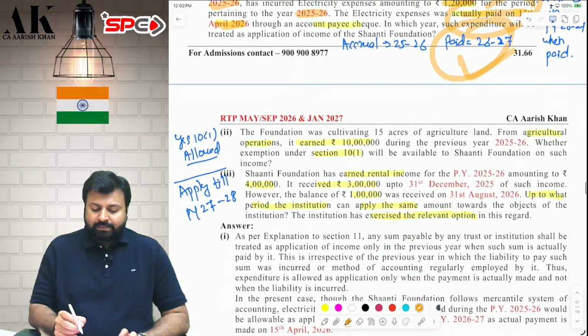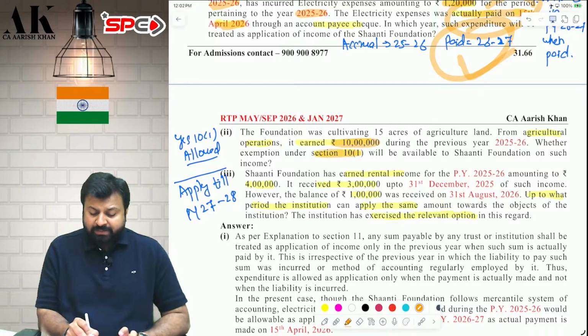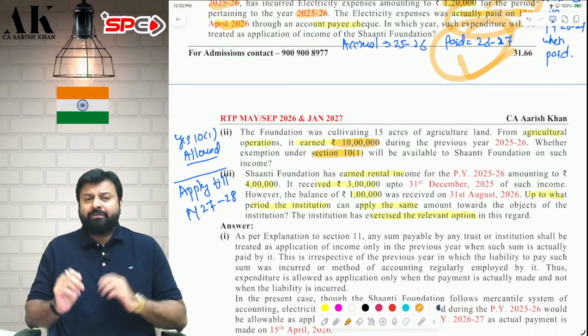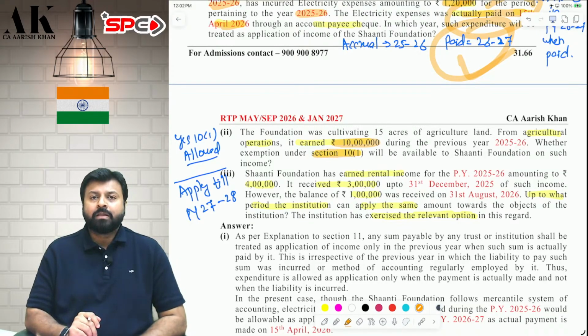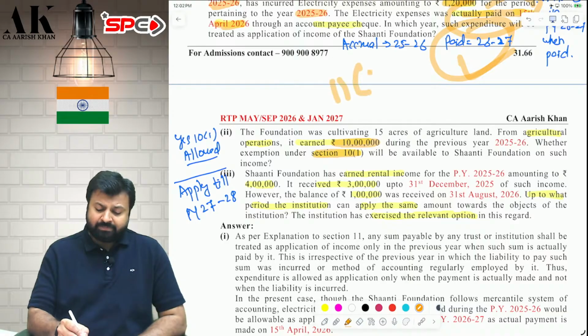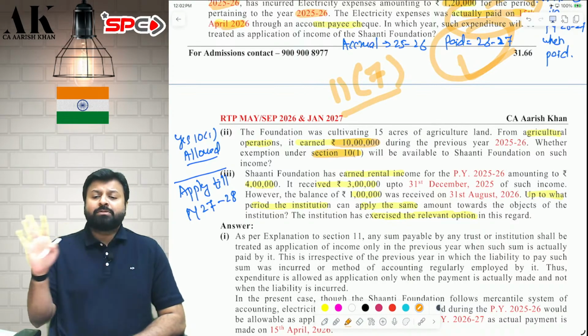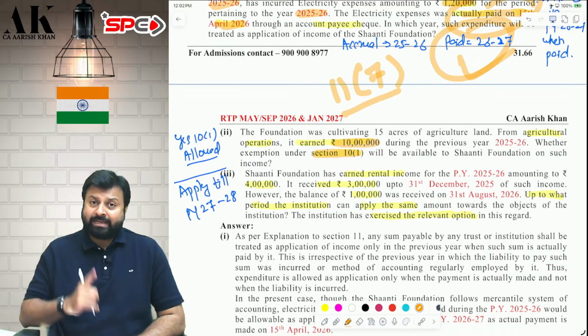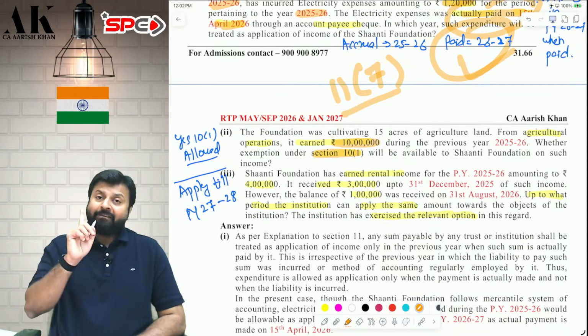Second, the charitable trust is earning some agricultural income of 10 lakh rupees, which is exempt under 10(1). Will they be eligible for this exemption? The answer is yes. Generally, if you are registered as a charitable trust under 12AB, then section 11 subsection 7 says that no exemption under section 10 will be allowed to a trust except 10(1). 10(1) a charitable trust can claim.